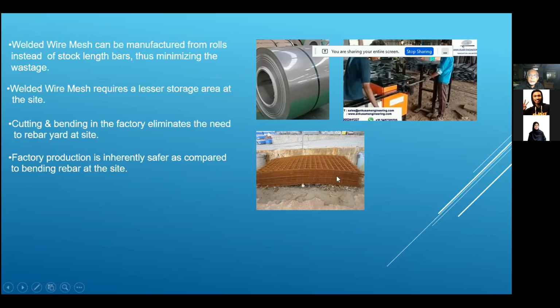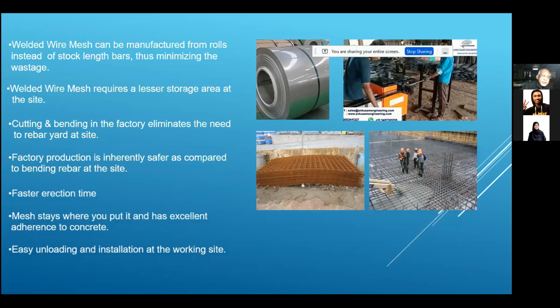Here's an example. You can stack it. A cutting and bending factory eliminates the need for rebar bending on site. So this is where you need workers to do the cutting and also the bending. This is a bending machine here, to bend all those reinforcements so that they can be formed into a beam or slab. And then factory production is inherently safer as compared to bending rebar at the site. Of course, the factory is very controlled. Whatever has been cast or done precast in the factory is of course much safer than at the site.